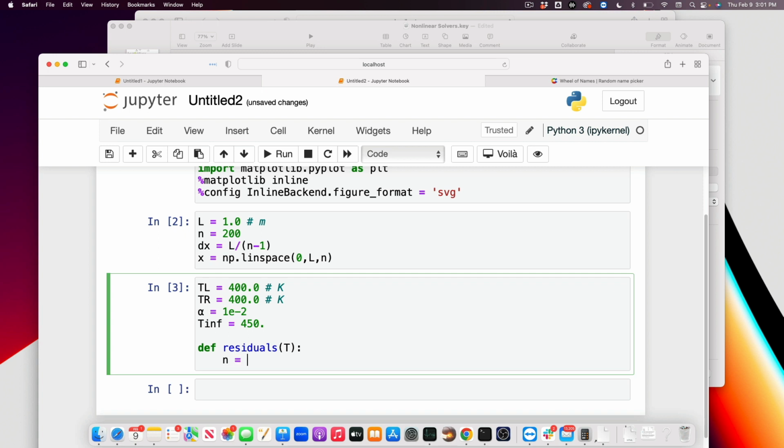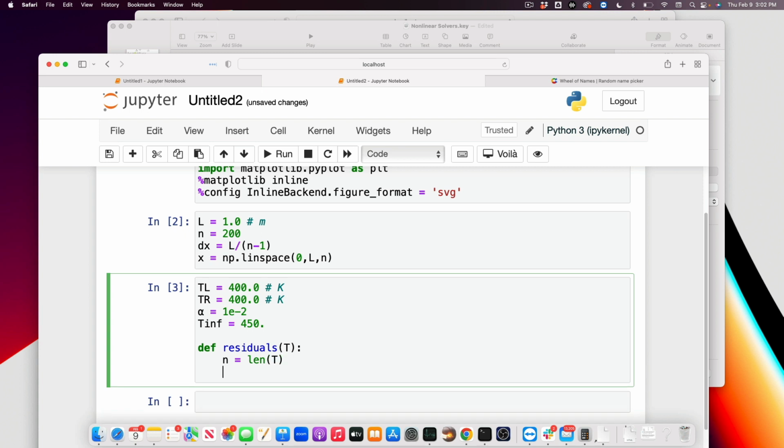I say n is the length of T, which is the size of the system. In other words, how many equations we have, and also how many unknowns we have. So you agree now that n, or do you? I hope you agree that n is the size, or the number of equations, that we are dealing with. Then I create my residual vector by saying np.zeros of size n. What this does is initialize an array filled with zeros, and one by one, I'm going to go ahead and fill in the residual values.